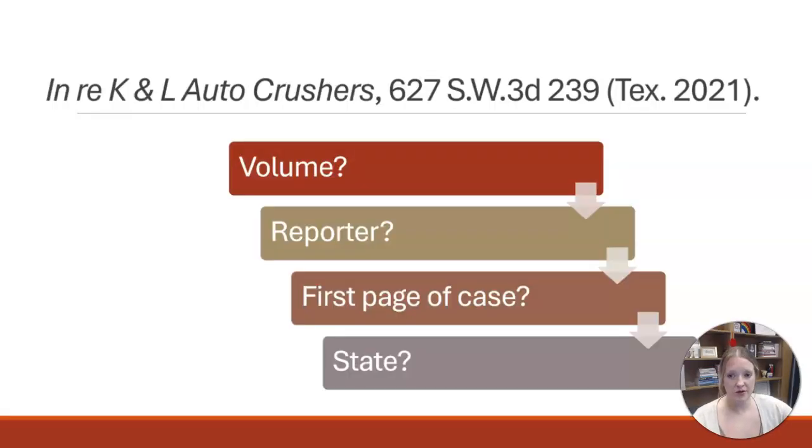Just a quick review, right? We've looked at citations before. We see our case title up front here. We've got our volume number, right? 627 is our volume within the Southwestern Reporter. So we've got Southwest, that's our reporter, third edition of that reporter. 239 is the first page of our case, right? And then we know that we're in Texas, and we know that this was decided in 2021. So again, that should be a review for you.